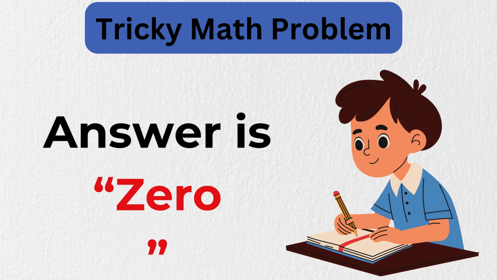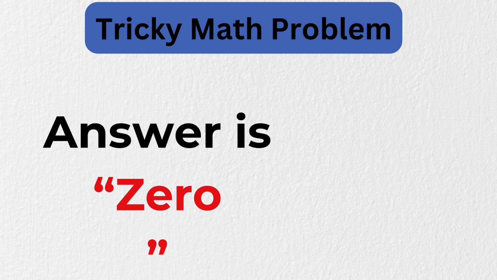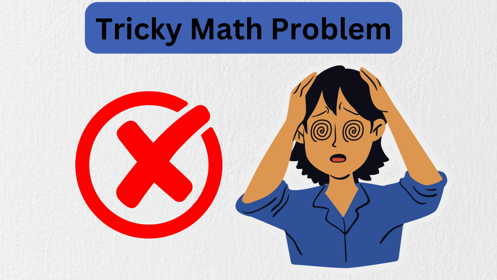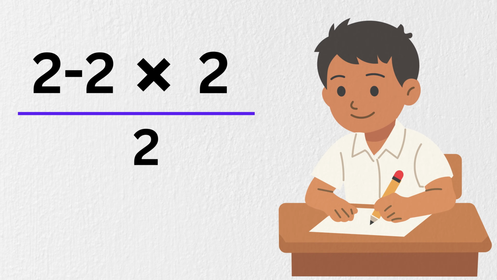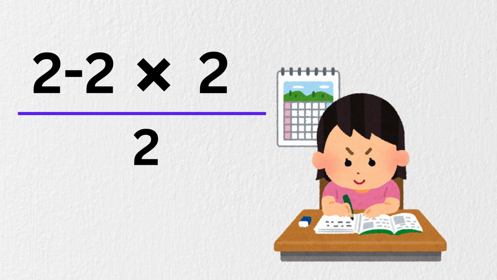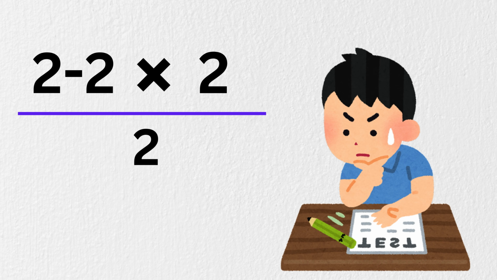Most people confidently say the answer is 0, but guess what? That's completely wrong. We have 2 minus 2 times 2 divided by 2. Can you solve it? Just give it a try. Pause this video and once you are done, come back to verify your answer.